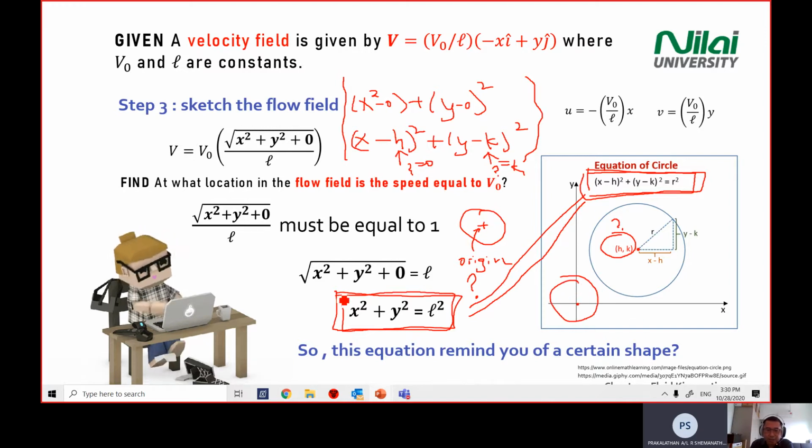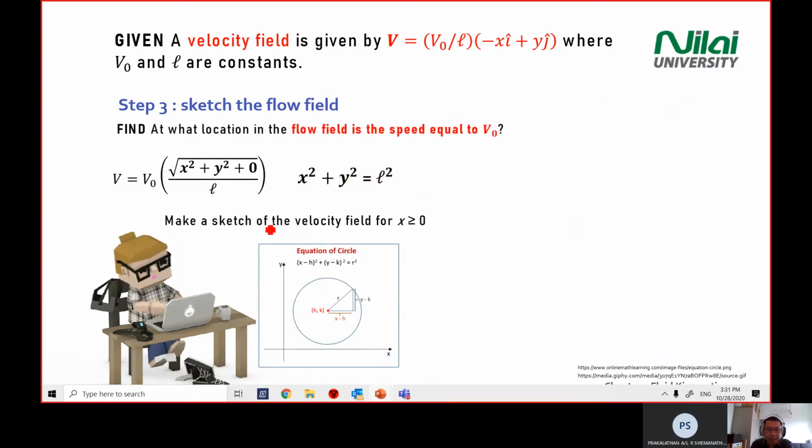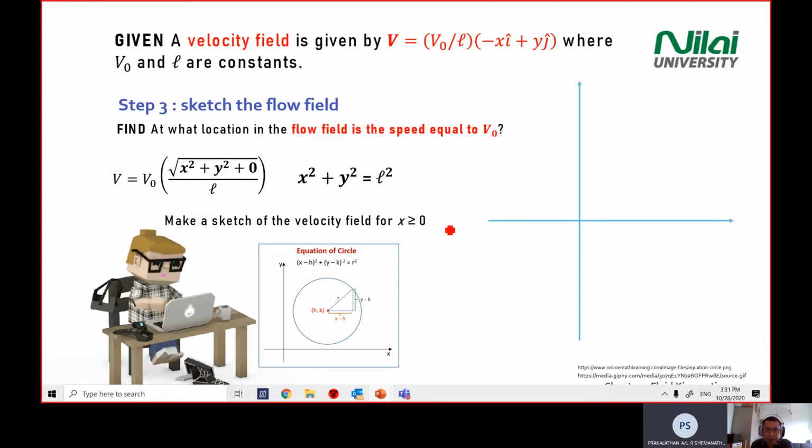So from this equation, you know that your flow field is at the center of your axis, and the flow field is in the circle shape. Now you know that L is a constant value, and we need to make a sketch of the velocity field for x more than 0. So you go into the x and y axis. You draw the x and y axis.